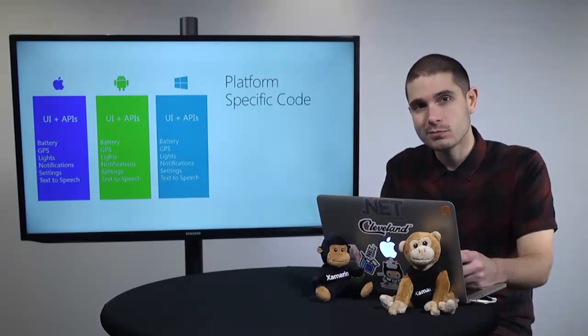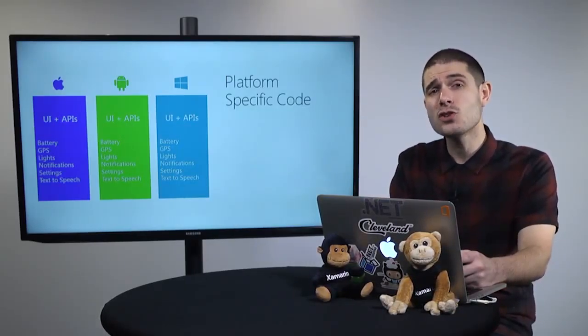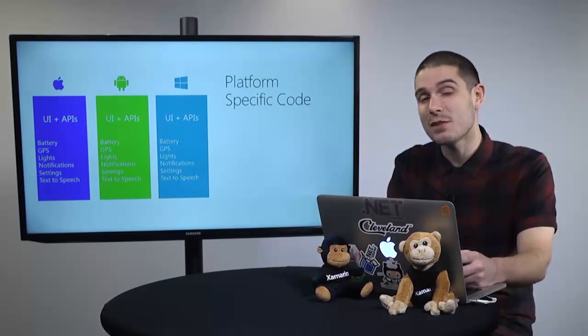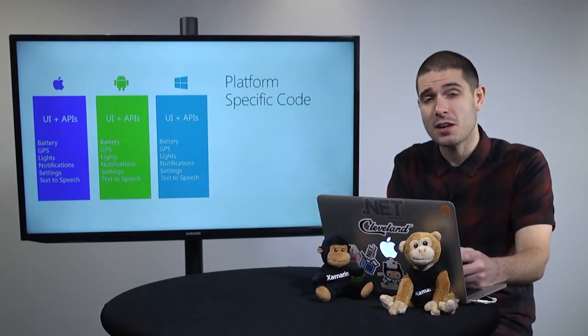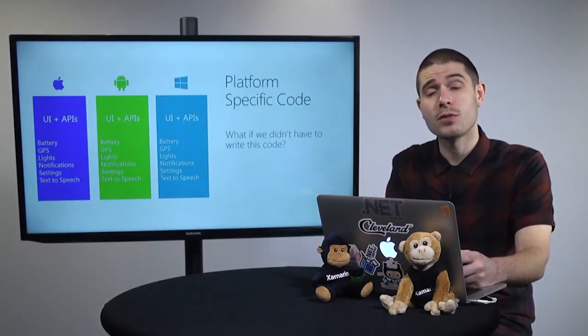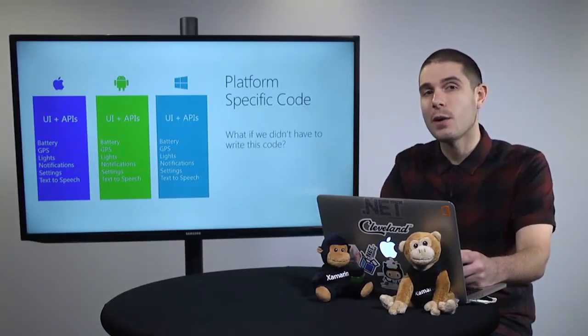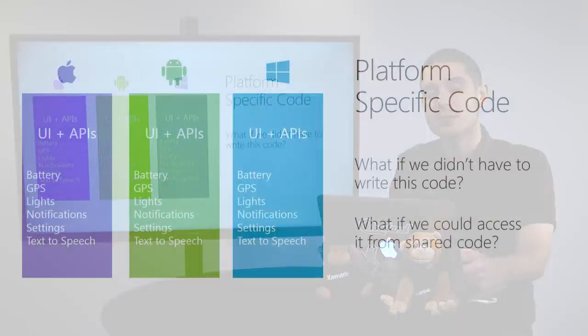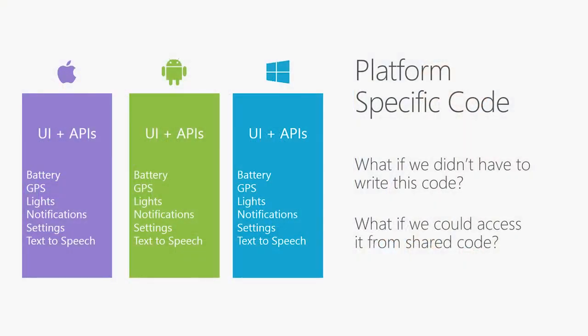Now, we thought that kind of stinks. And there should be a better way to access these native APIs from shared code. And we said, hey, what if you, as a developer, didn't have to write all of this code, didn't have to learn the iOS or Android specific APIs? And what if you could access GPS, for instance, from your shared code? That would be a much more enjoyable development experience.